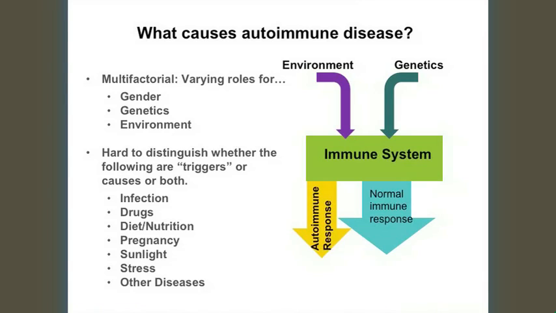Or many drugs can trigger autoimmune disease. Can they cause autoimmune disease? Diet, nutrition, pregnancy, sunlight, stress, other diseases. So it can be very tough to distinguish, and in many cases, you can't distinguish something that's exacerbating versus something that is causing. And so this is a normal autoimmune response, very light. And then in patients with autoimmune diseases, it's out of whack. It's too much, and you start to attack yourself.